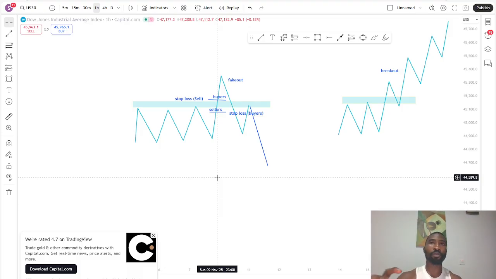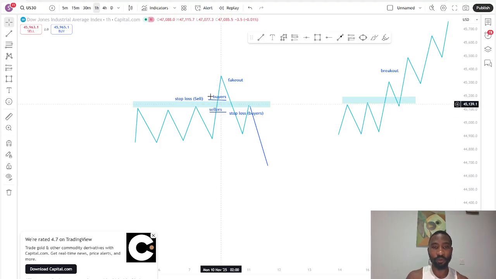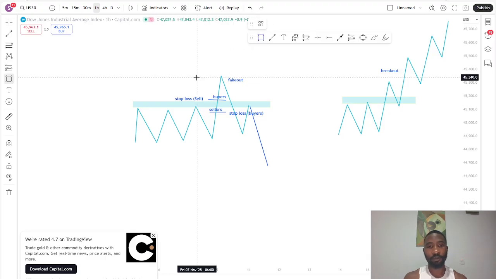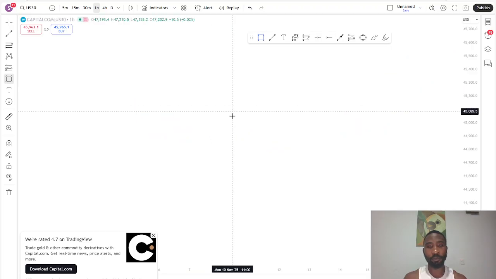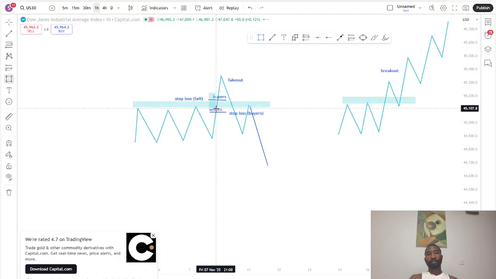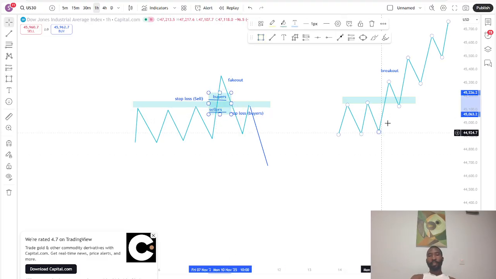Liquidity is like they want more volume in the market before the move can happen, and the only way they can do it is through this point, where they take all these people out. Sorry guys, I think it's just the network. Where they take those people out in this area. Then the breakout zone is basically where the market breaks.